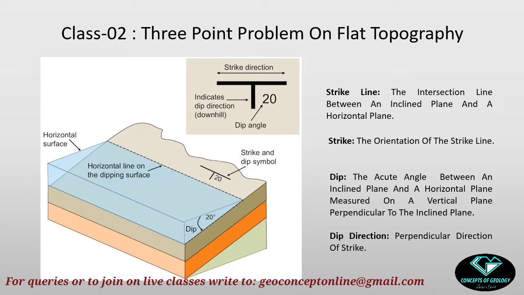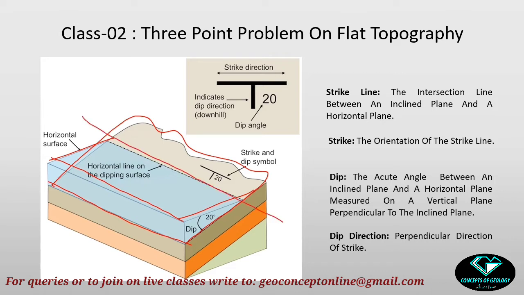The strike line means the intersection line between an inclined plane and a horizontal plane. Now suppose in my field area I have an inclined plane, this one, and one horizontal plane, this one. This horizontal plane is intersecting this inclined plane through this line. So this line will be the strike line of the inclined plane. That means it is the trace of a horizontal plane in the inclined plane.